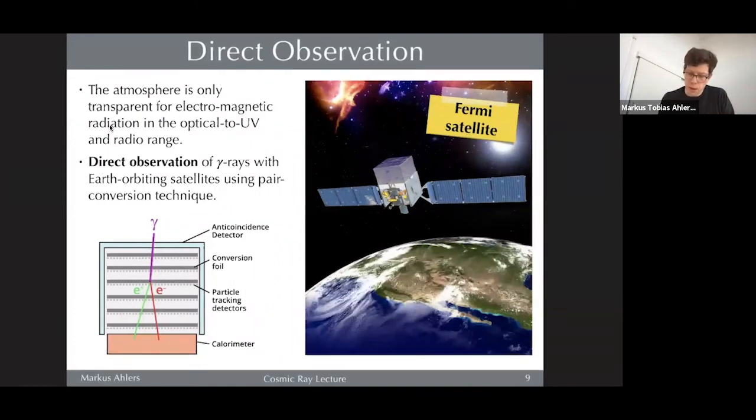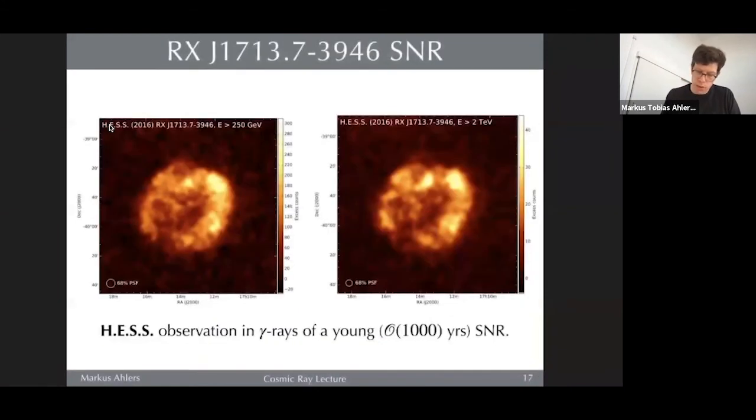Let me maybe give you one example of the emission of supernova remnants. So here I give you one last example. This is a supernova remnant which is observed by the H.E.S.S. Observatory in high energy gamma rays. Here the energies are above 250 giga-electron volt, and here on the right it's 2 tera-electron volt. This is the picture of the supernova remnant in gamma rays.